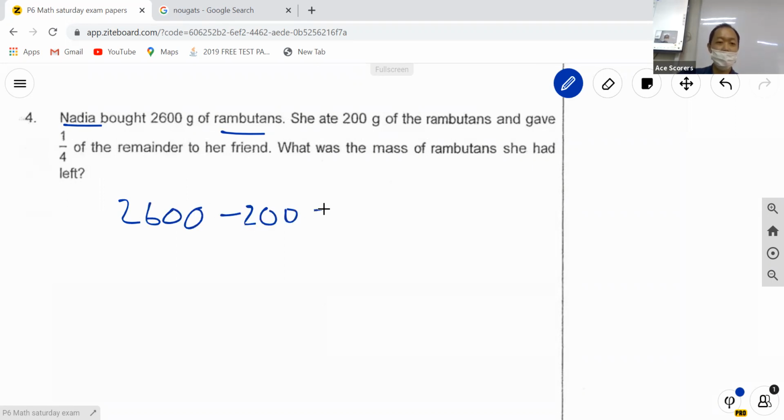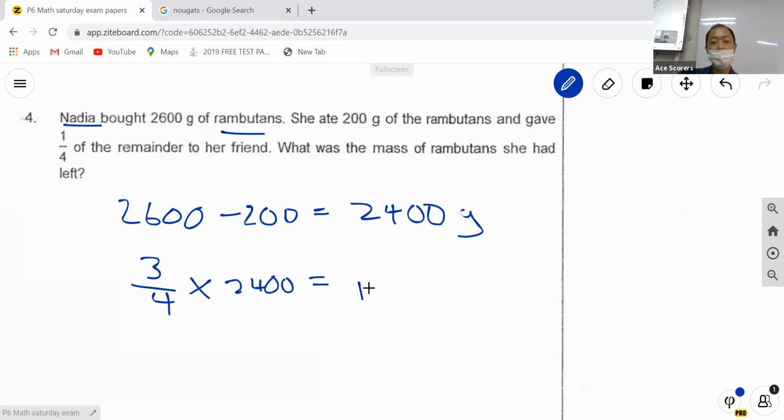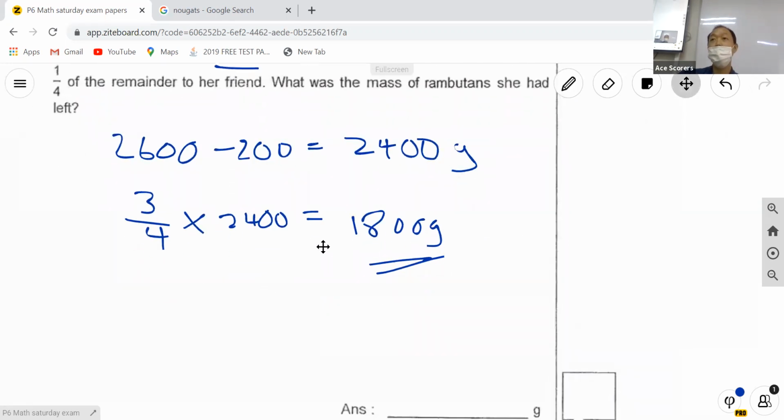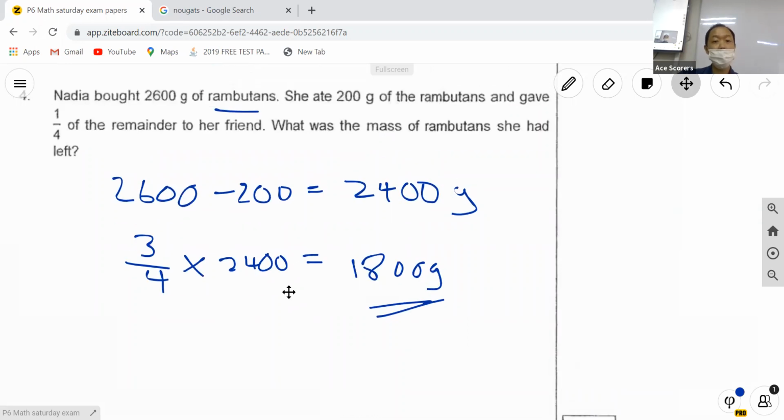So that's 2400. She gave 1/4 of the remainder to her friend. What does she have left? She has 3/4 left. So 3/4 times 2400 equals 1800 grams. That's the amount of rambutan she had left. Is that easy? Everyone got this, right? No problems with this? Next.